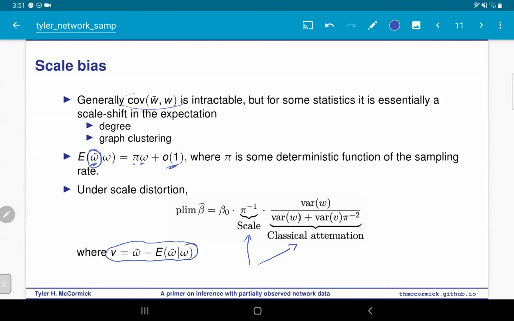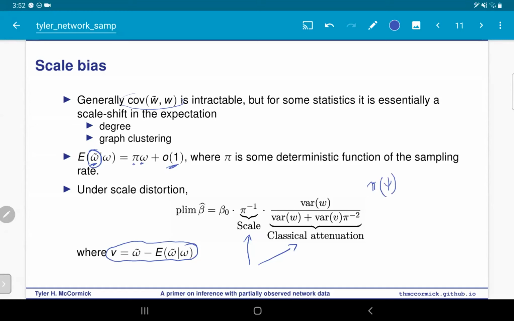Right, so the ultimate conclusion here has to do with the addition of this scale factor. The scale factor could push the estimate up or down. Remember, if we take the sampling rate as some value phi, then the scale factor is really some deterministic function of the sampling rate.